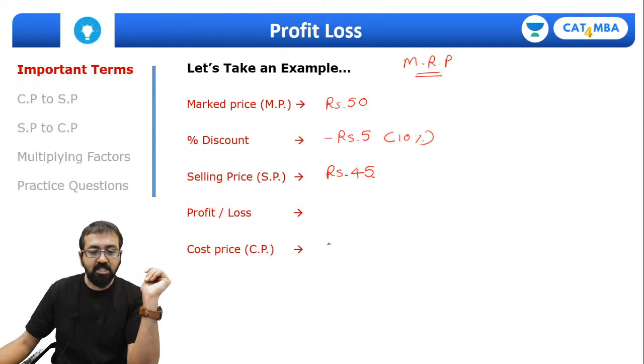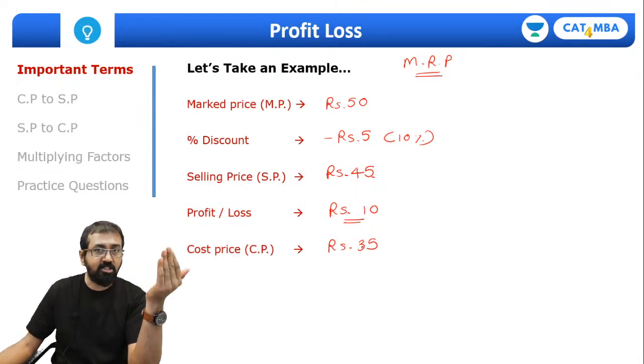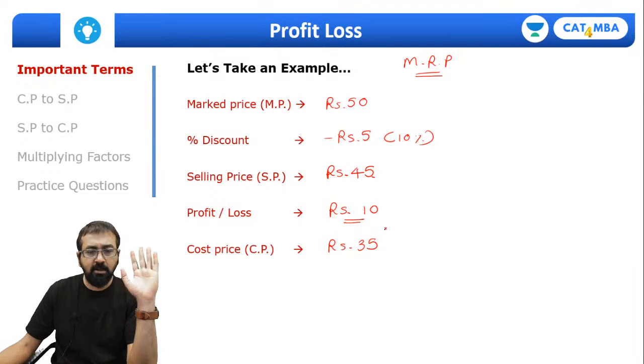Now suppose they purchase this soap from Hindustan Unilever at 35 rupees. So can I say they are making a profit of 10 rupees? This is how we can get the profit or loss that they are making. If your selling price is more than cost price, of course it's profit. If selling price is less than cost price, it's loss, and so on and so forth. So this is pretty simple.